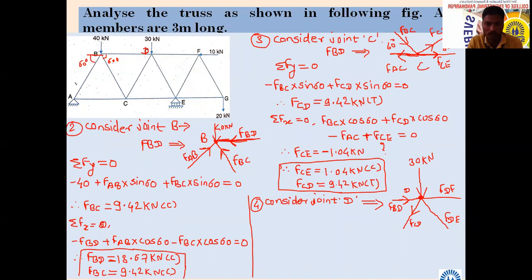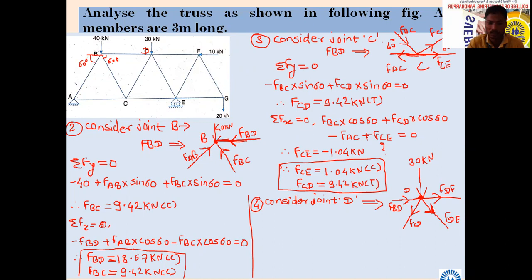You should not think a lot about how to assume. While assuming, both tensile. Okay, somebody has told both tensile. You should not think a lot, because anyhow, if your answer is going negative, you can change this direction.